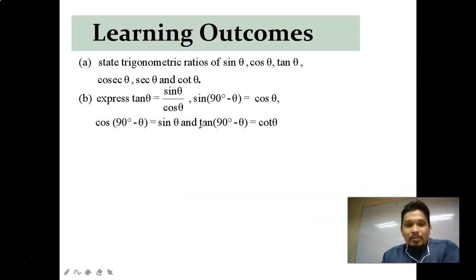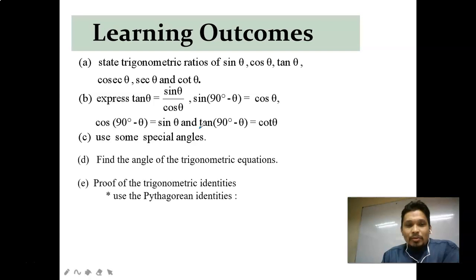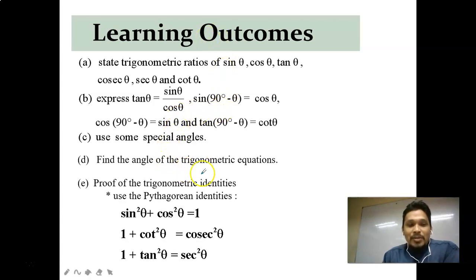So in this topic we are going to look into all the trigonometric ratios of sine theta, cos theta, tangent theta, cosecant theta, secant theta, and cotangent theta. And all those things that you see on the screen here, we also call the Pythagorean identities.